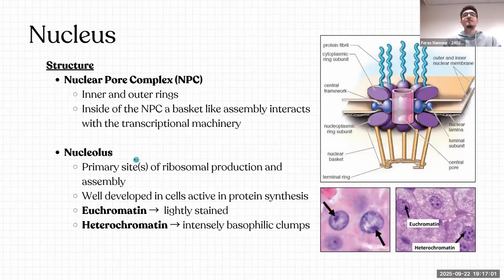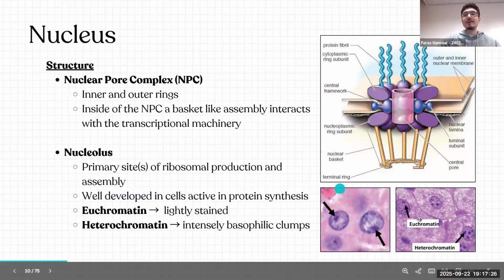So the nucleolus, its function is the primary site of ribosomal production and assembly. Now, it's well developed in active protein synthesis, and it has two kinds of DNA, euchromatin and heterochromatin. You guys will hear plenty of this in your mole lectures. In histology, all I want you to understand is how they look, all right? Now, euchromatin will be lightly stained, and heterochromatin will be basophilically stained.